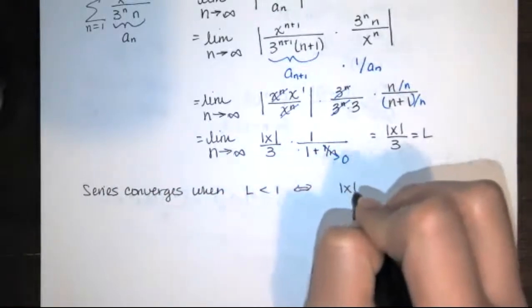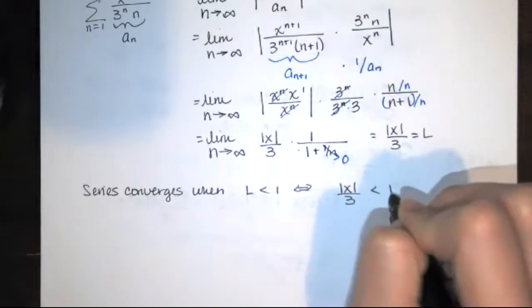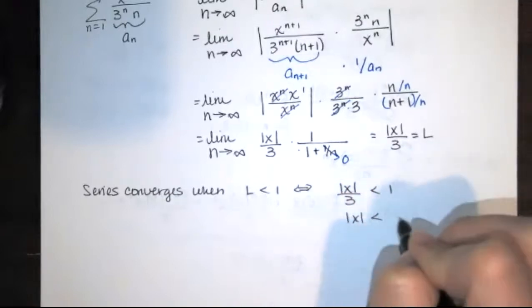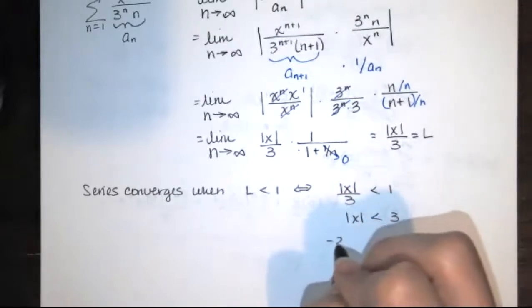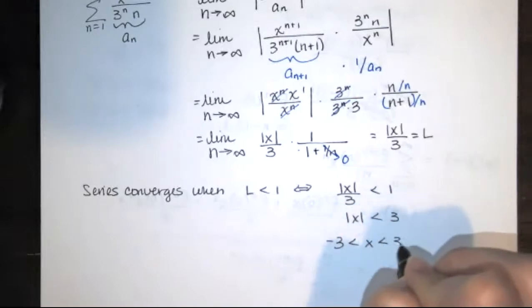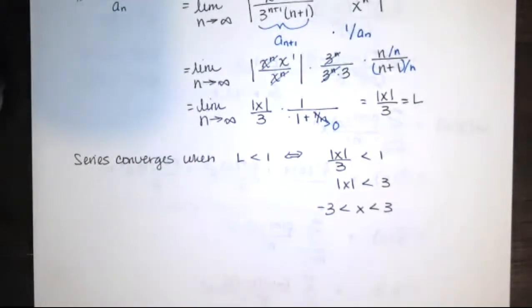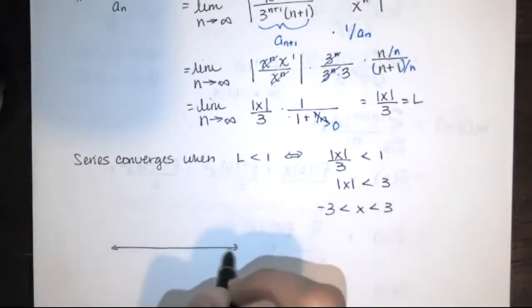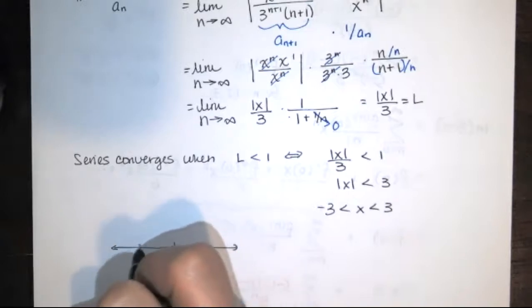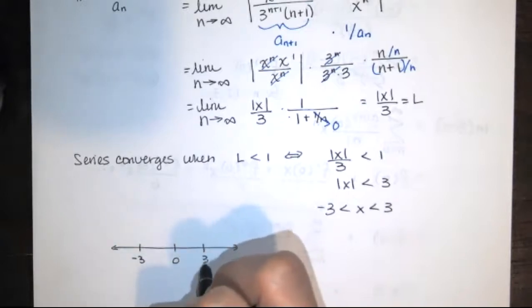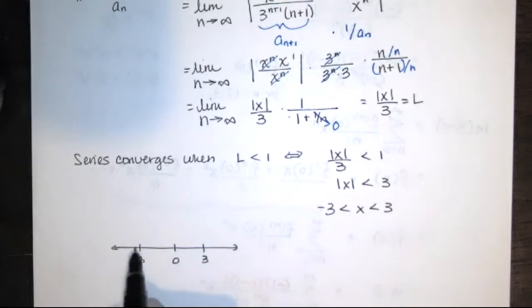So that's just saying that the absolute value of x over 3 is less than 1. So the absolute value of x is less than 3, which means that x is between -3 and 3. And then if L is greater than 1, and that would happen outside this interval from -3 to 3, L is going to be greater than 1 when x is less than -3, or when x is greater than +3.